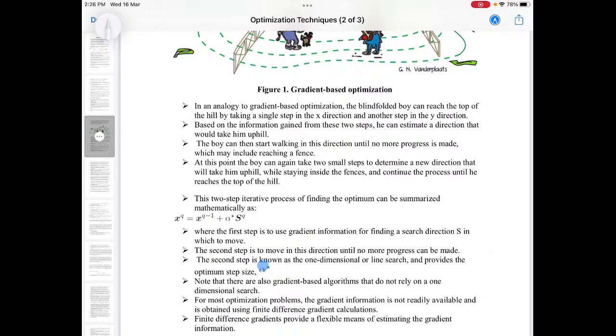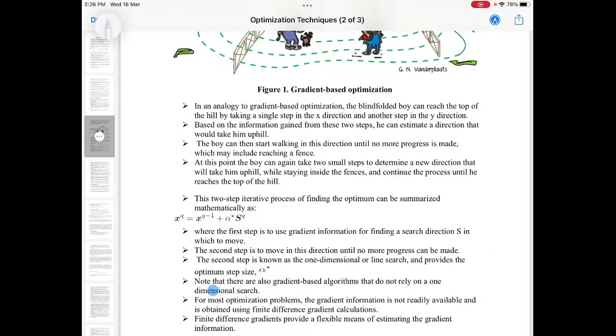Suppose we say that 10 centimeters or 20 centimeters is the size of a step, then the boy covers 20 centimeters every time. In every step the boy keeps covering 20 centimeters. So we can take this as the step size, or alpha star.